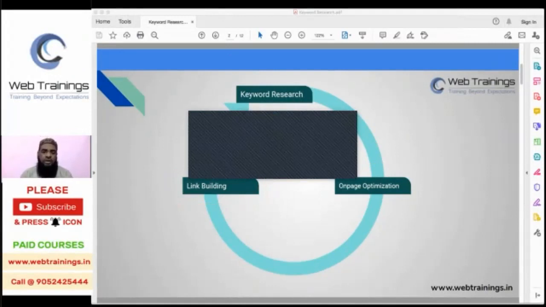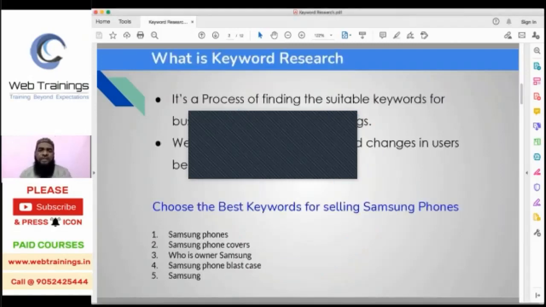So how do you work on keyword research? What are the fundamentals? What are the concepts? Along with practicals, I'm going to show you as we go into the discussion of today's session. So let's start with what is keyword research? What is its goal? Why do you want to do keyword research?